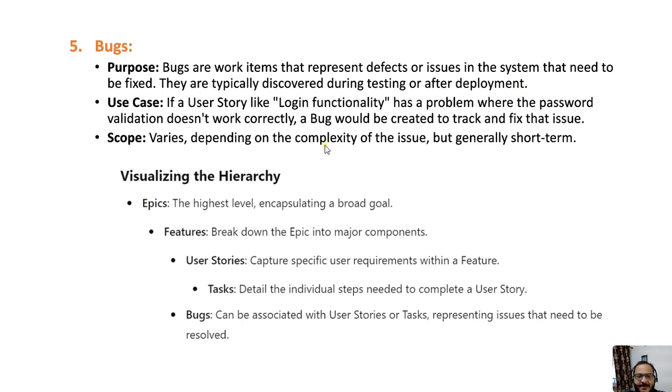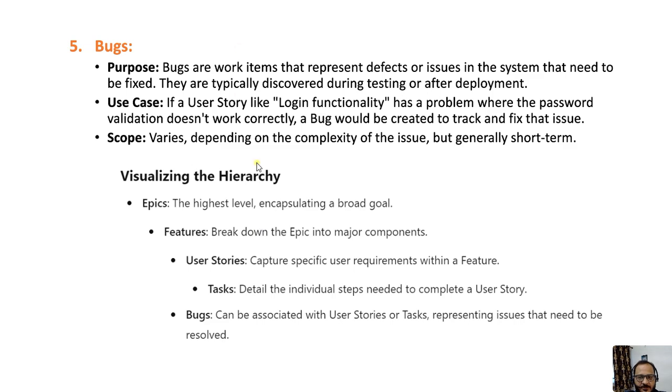So if you see the hierarchy, epic is the top level element, representing months of work. Then we have created features, basically breaking down the work we created in the epic into smaller pieces. Then again we break down the features into multiple user stories, and a single user story can contain multiple tasks. And then bugs can be associated with user stories or tasks, representing issues that need to be resolved. So these are the major work items which we generally see in any software development life cycle.